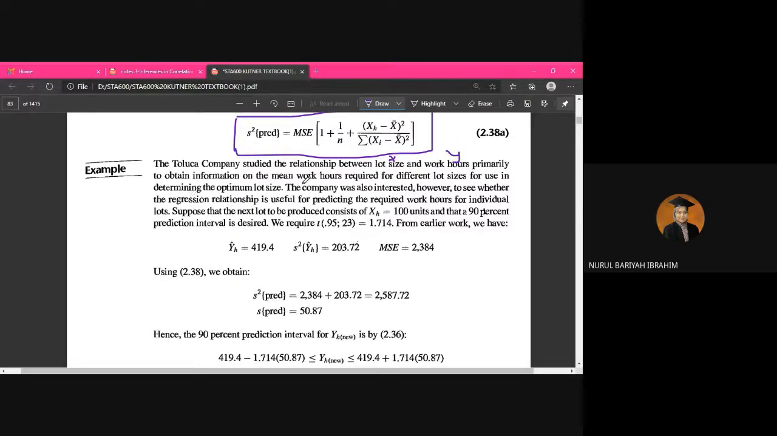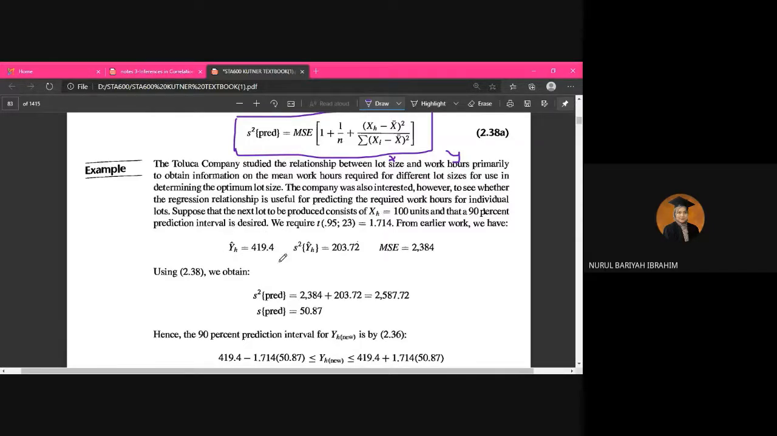Okay, to obtain information on the mean work hours required for different lot sizes for use in determining the optimum lot size. From this sentence we can already know this is y, this is x. The company was also interested, however, to see whether the regression relationship is useful for predicting the required work hours, which is y, for individual lots, which is x. Suppose that the next lot to be produced consists of 100 units and that a 90% prediction interval is desired. Okay, so our xh will be 100.